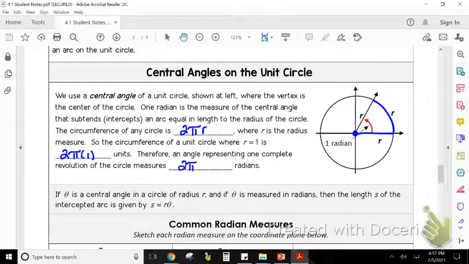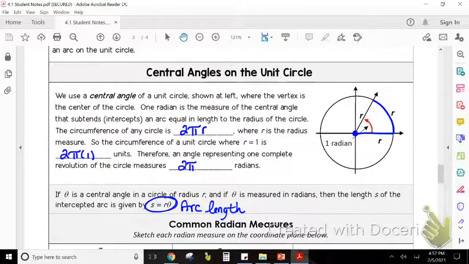All right, then it tells us that if theta is a central angle in a circle of radius r, and if theta is measured in radians, then the length s of the intercepted arc is given by s is equal to r times theta. And so we're going to see this later. This is what we're going to use to find arc length. We're not actually going to use it in this section, but it's coming up.